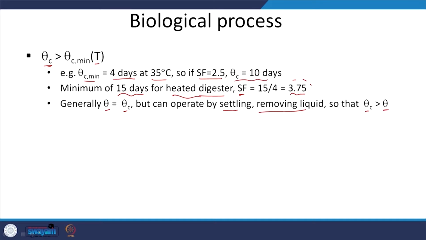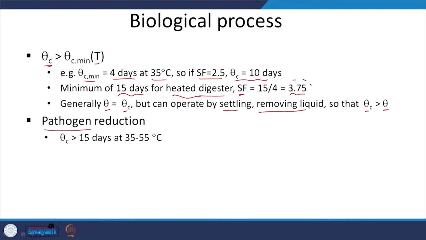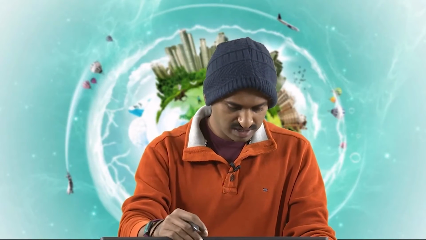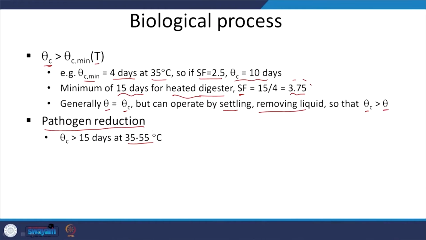As you know, it is all about recycle, and you can manage the operations such that theta C is greater than theta. And one of the objectives of stabilization or residual management was about pathogens. You are not going to create the environment in which they can thrive, and one of the ways is that you will increase the temperature or make it uncomfortable, if I may say so, for them. So, 35 to 55 if theta C is greater than 15 days; if it is low temperature, then we are looking at a longer retention time, right.